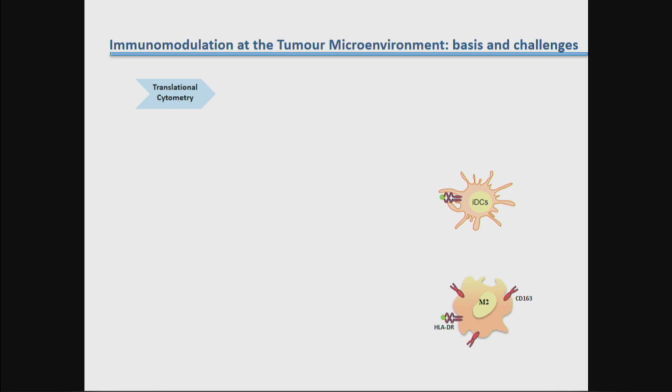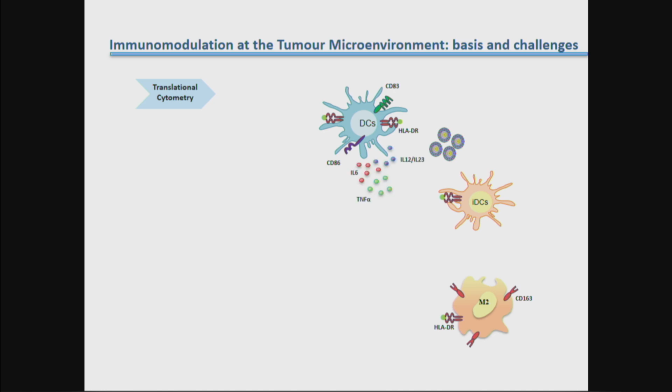Through the help of the translational cytometry platform, we could detail very well the effect of these nanoparticles on immunosuppressive cells. And we could observe that dendritic cells, in the presence of nanoparticles, start to express more antigen presentation molecules, but also co-stimulatory molecules, releasing pro-inflammatory cytokines such as IL-6, IL-12, and TNF, and they are also inducing the proliferation of CD4 T cells.